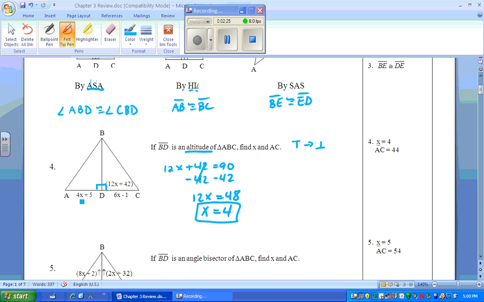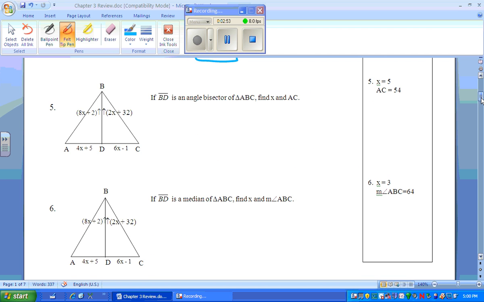AC is both of these pieces. Well, 4 times 4 is 16, 16 plus 5, that's 21. And then 4 times 6 is 24, minus 1, 23. AC is equal to 21 plus 23, which is 44. So for the altitude, you have to make sure you make perpendicular, which then causes right angles.